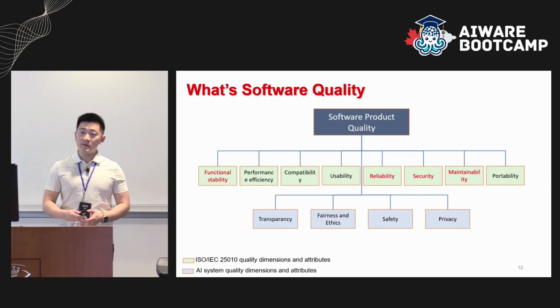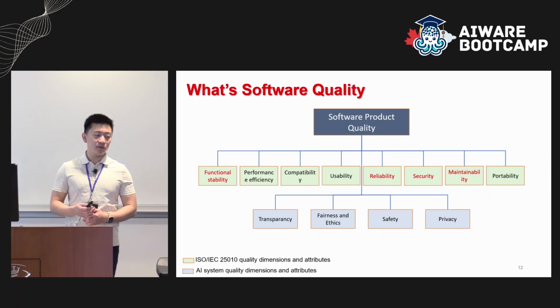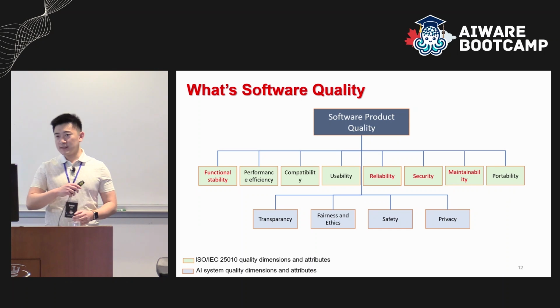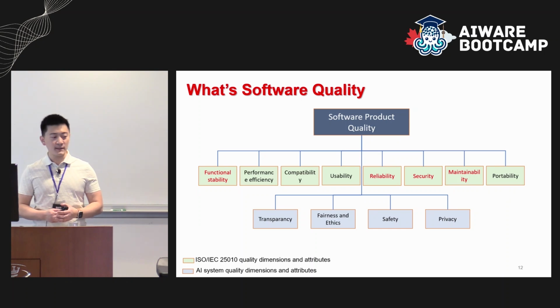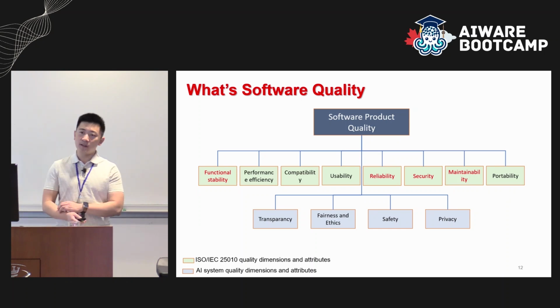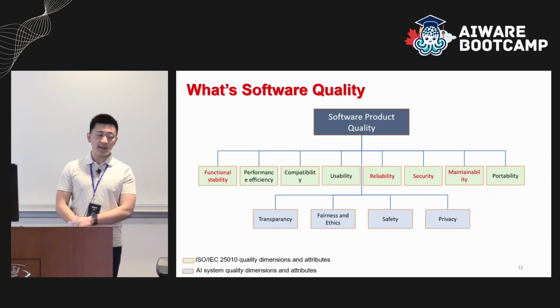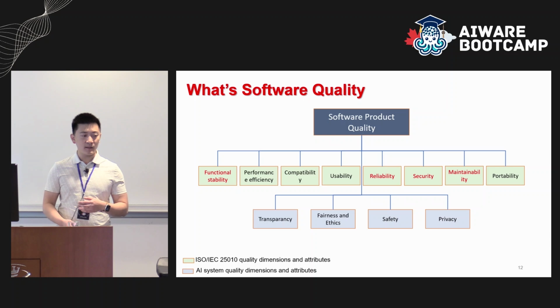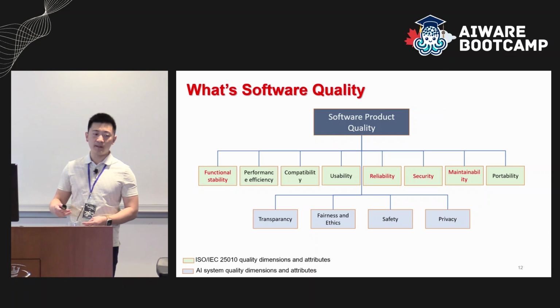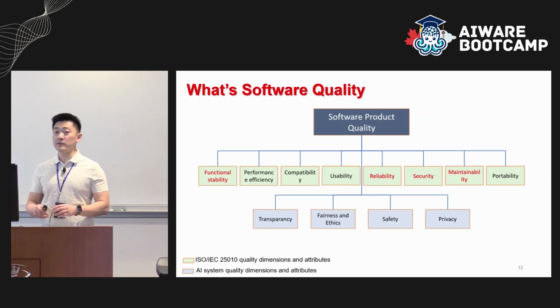There are very established standards like ISO IEC 25010 for quality dimensions attributes. All the green boxes in the diagram are the ones in the original software quality standard dimensions. So it varies from functional stability, compatibility, reliability to security, maintainability, and portability. They apply to all sorts of software systems.